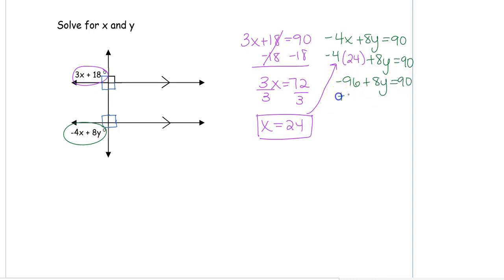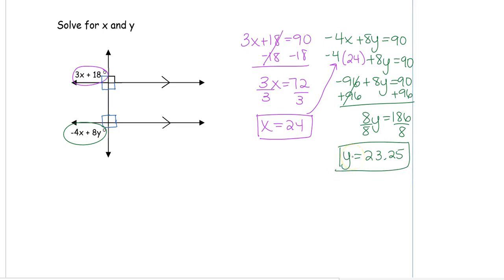We want to move this negative 96 over, so the opposite of a negative is a positive. Because we're crossing that equal sign, we've got 8y equals 186. 186 divided by 8 gives us y equals 23.25. Remember, decimals are not bad. When you have clean decimals like this, write them as decimals. If they're crazy, weird decimals, then you leave them as a fraction.